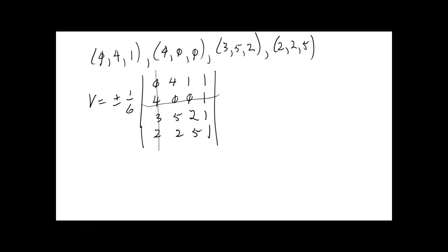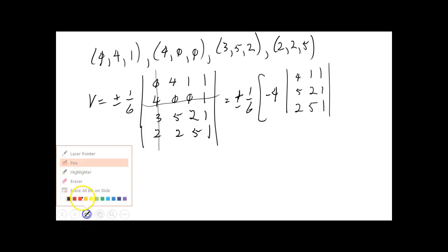Now, plus or minus, I can't write, 1, 6, and let's do our business here. This 4 is in a negative position, so it's going to be a negative 4 times the determinant that's left over. 4, 1, 1, 5, 2, 1, 2, 5, 1. Okay?